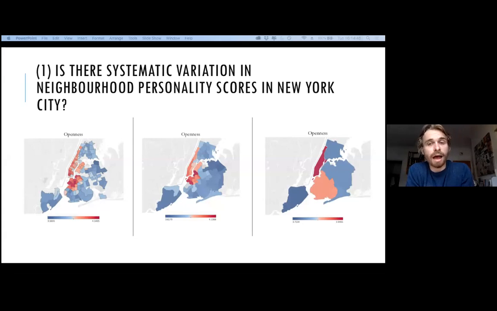And I mean, just looking at this visually, you can see what appears to be clustering. So, for example, in the middle image, you can see heightened levels of openness towards the city's urban center around Manhattan, around areas of Queens as well, towards the top there, and Brooklyn. And then you can see declining levels of openness as we reach the outer regions of the city.